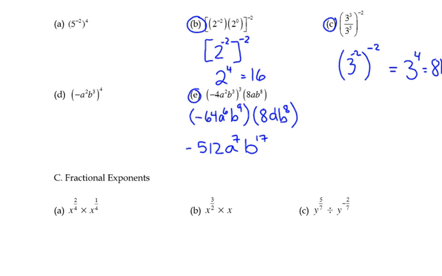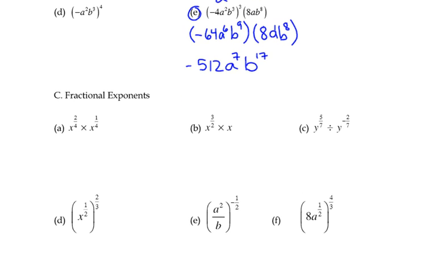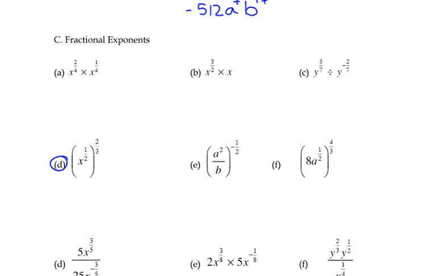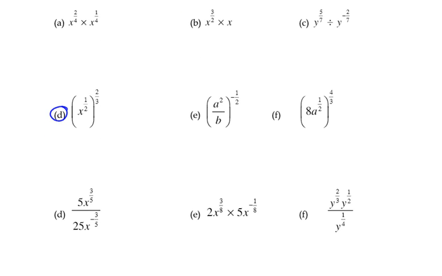Okay, fractional exponents. Let's look at a couple of these. Which ones look kind of tough? D, okay. F, there's multiple F's. This E or this E? This E? This F? Okay, let's look at these guys.